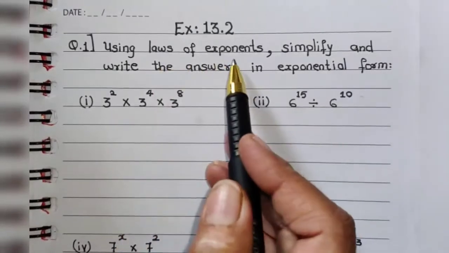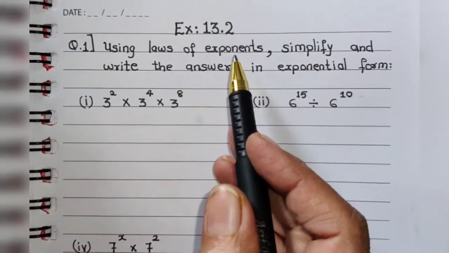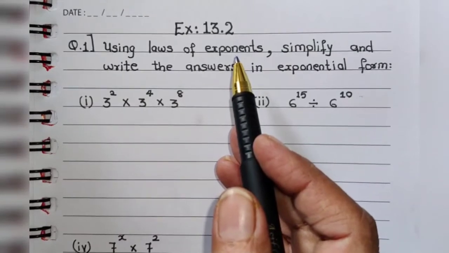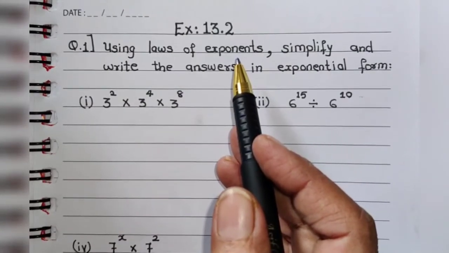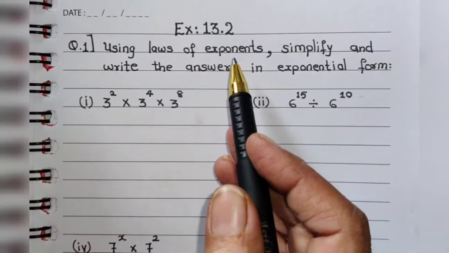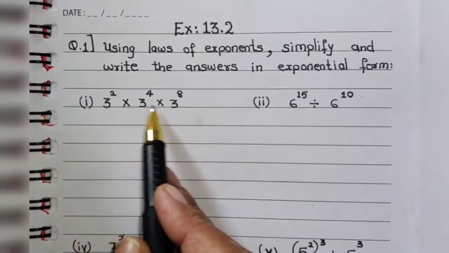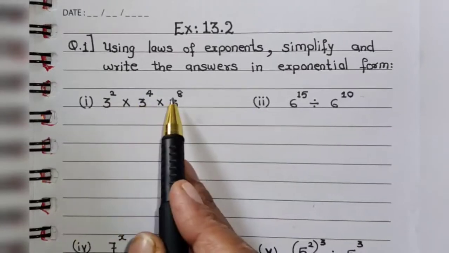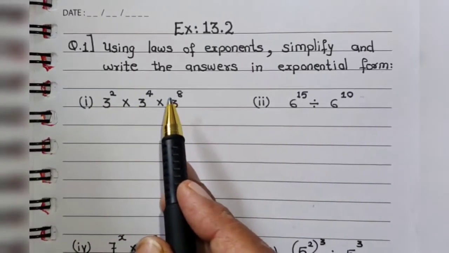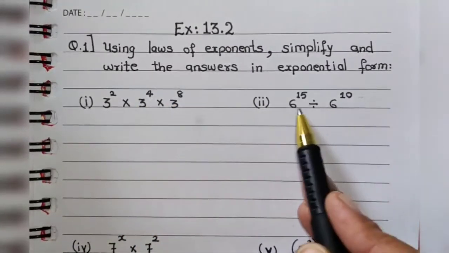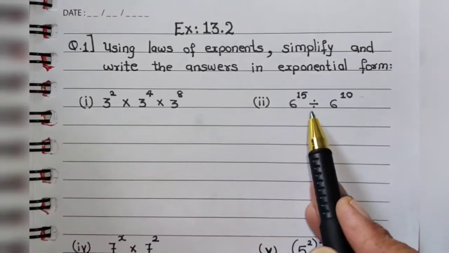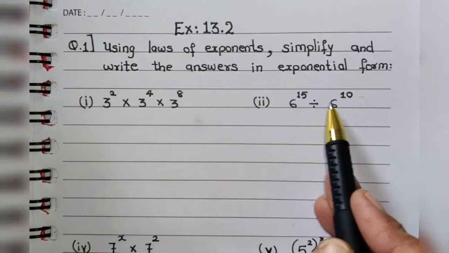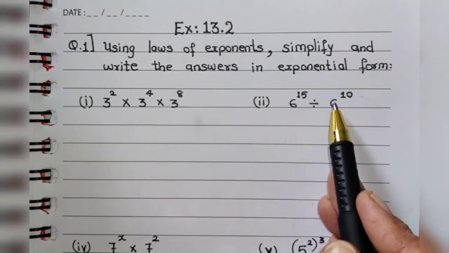Now what are the laws of exponents? I have already explained to you, when I was giving you the introduction and points to remember, how the laws are applied. When the bases are same and multiplied, the powers are added. This is the first law. When the bases are same and division is there, then the powers are subtracted.